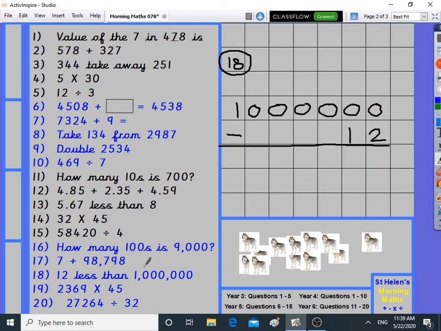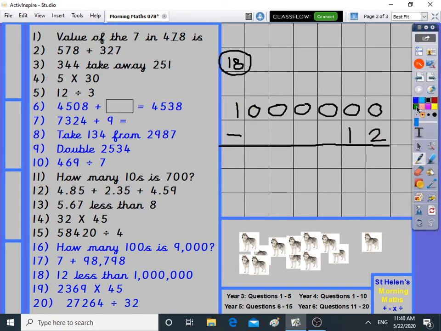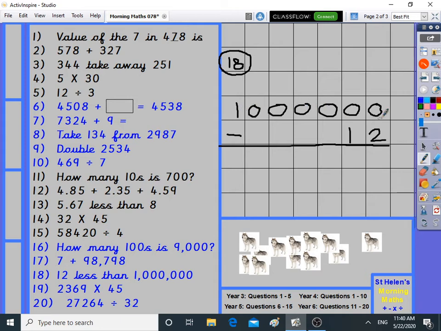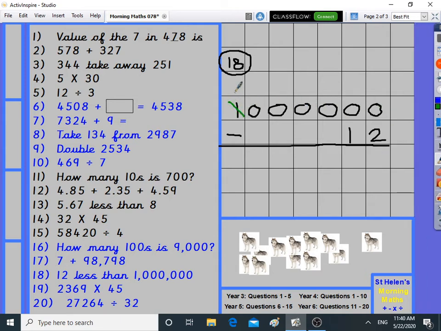Anyway, 1 million, which has 6 zeros, 1, 2, 3, 4, 5, 6. Take away 12. This is a strange question as well. But definitely you want the smallest number on the bottom, don't you? Because biggest number on the top in takeaways. Lots of borrowing or taking in this one, because 0 take away 2 we can't do. All the way to the end, we're going to have to do this all the way along. I know some of you quite like doing this all the way along. It takes ages, doesn't it?